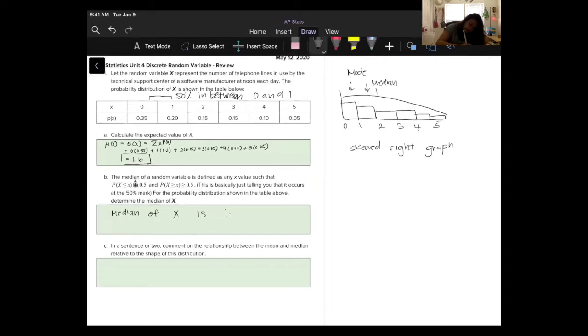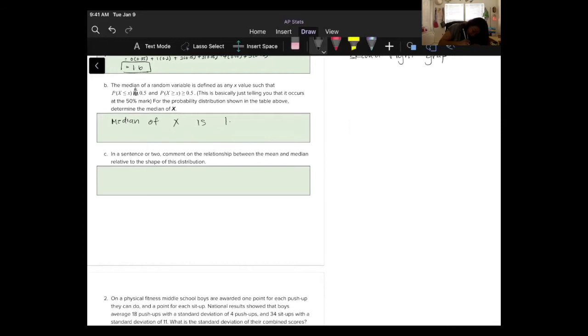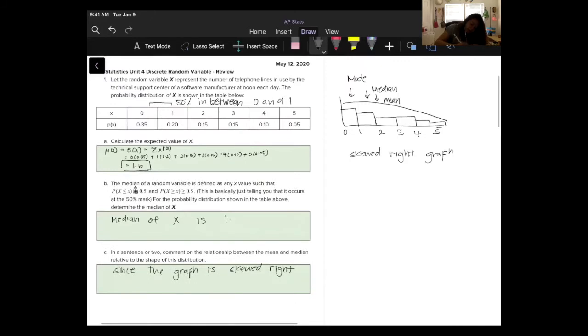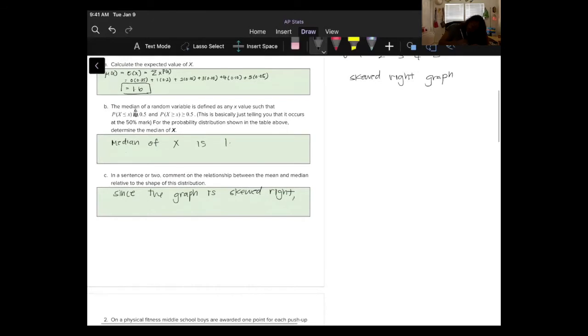And the expected value, the mean, is always after. So because this graph is skewed right, looking at our values, the median occurs at 1, the mean occurs at 1.6, so the mean is greater than the median. All right.